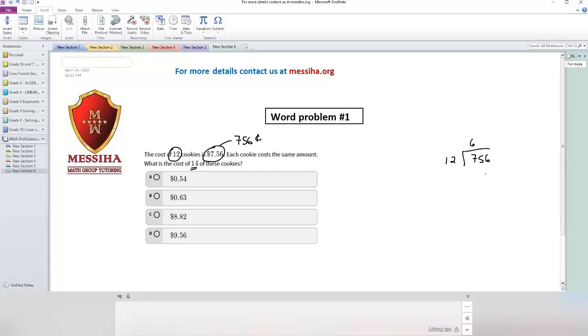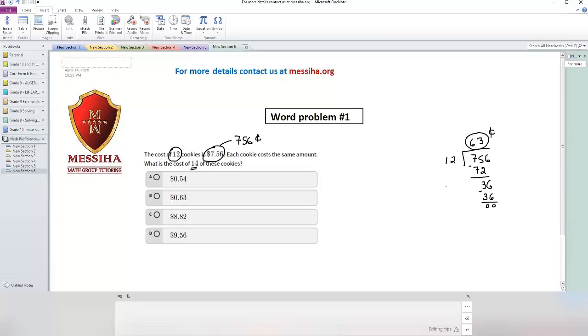6 times 2 equals 12. 6 times 1 is 6, and 1 is 7. Perfect. 72 is less than 75, so I can do the subtraction. I will have 3. Now I'm going to ask the 6 to come down. This is an easy number, since 36 divided by 12 is right away 3. 3 times 2 equals 6, 3 times 1 equals 3. Perfect. That means 63 cents for each cookie.